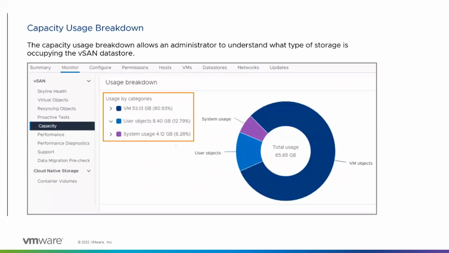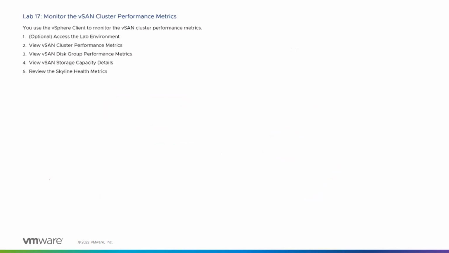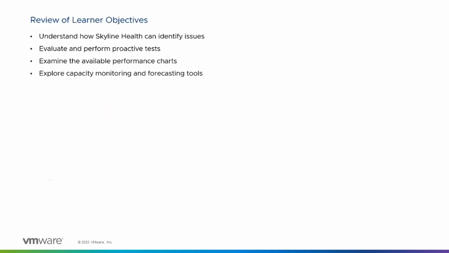Then again, under the capacity, it's going to show you the actual VM capacity, user objects, and the system usage, which is used by your file system. So in that way, we can perform capacity analysis and monitoring of your components. We can check the default alerts in vSAN accordingly. If we want to integrate my vSAN environment with vROps as well, we can perform that level of integration too.